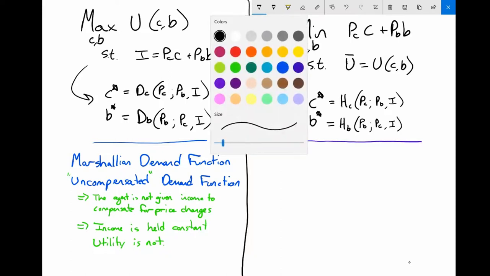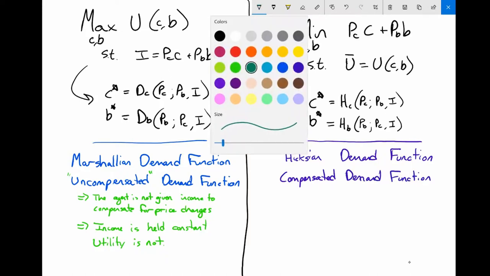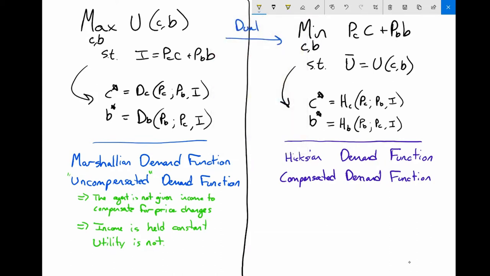But we call these the Hicksian demand functions. They're demand functions, just a different kind of demand function. We call them the compensated demand function. What do I mean by compensated? What I mean by that is the agent is given income to compensate for price changes.